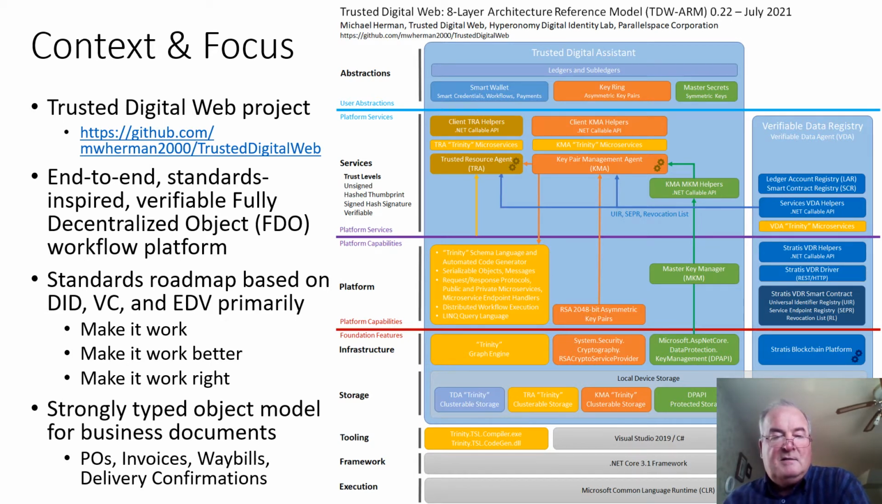In the end, what FDOs or fully decentralized objects are used for is as a strongly typed object model for business documents. For the storage of business documents in subledgers inside a wallet, for use inside the Trusted Digital Assistant, for the transmission and exchange of those trusted documents. Examples, of course, being purchase orders, invoices, waybills, and delivery confirmations. On the right there's an overall architecture for the Trusted Digital Web project, an 8-layer architecture reference model. We're not covering that today.